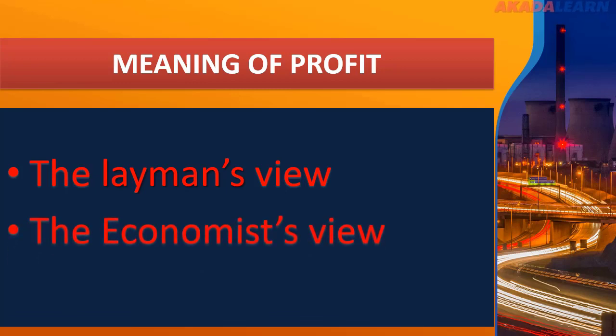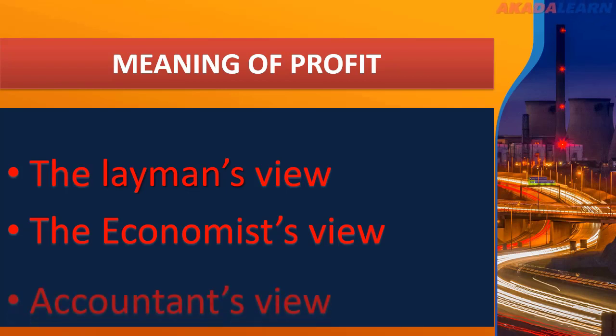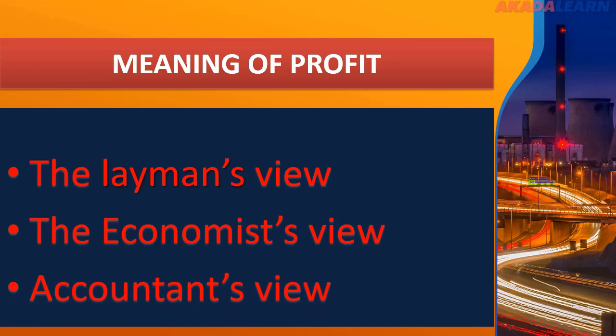Next is the economist's point of view. To the economist, profit is the reward an entrepreneur gets for risks taken in starting a business or a company, while to the accountant, profit is the excess of income over expenditure. The accountant views profit from two perspectives: gross profit and net profit.